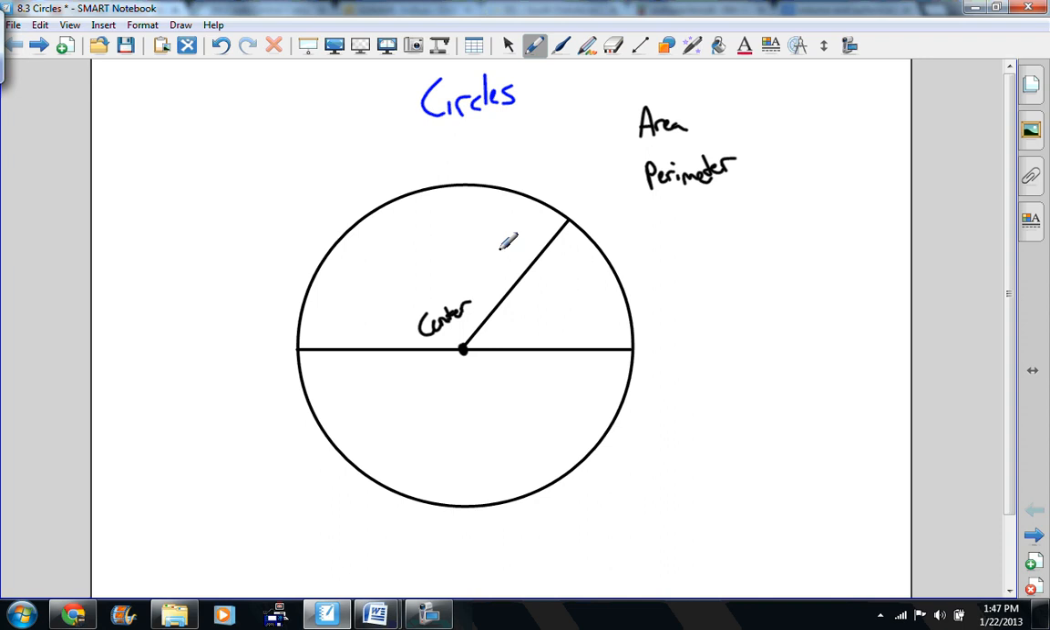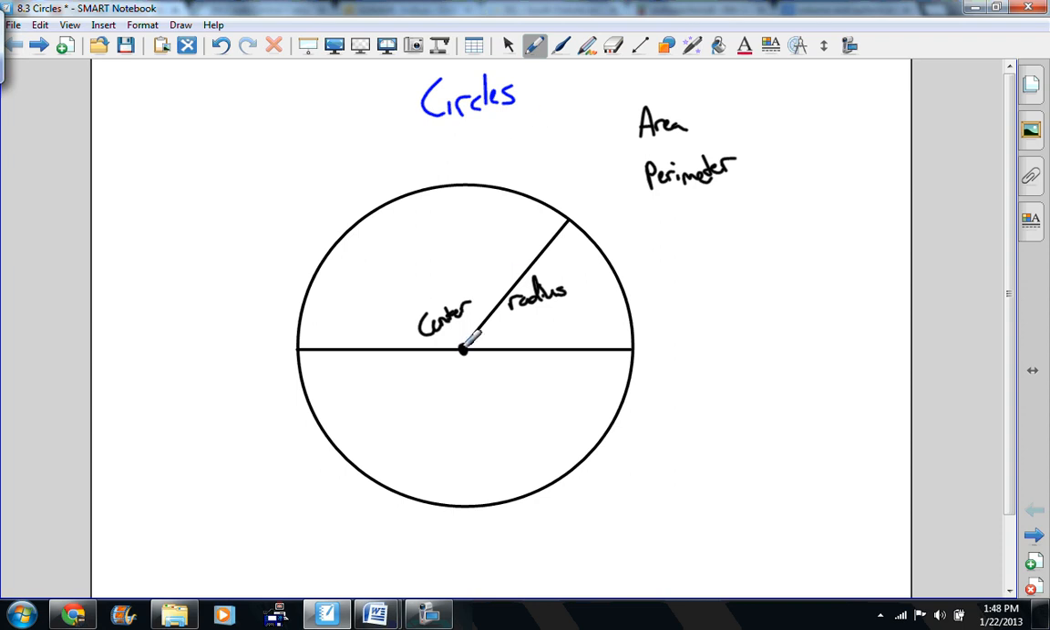Then if we're looking at any point from the center of the circle to the edge of the circle, that's called the radius. Okay, and that could be from anywhere. So if I drew a point from the center to here, it would be the same length as from here to here. That's how a circle is created, that every point is an equal distance from the center.